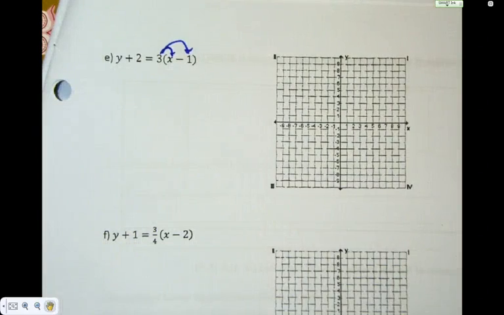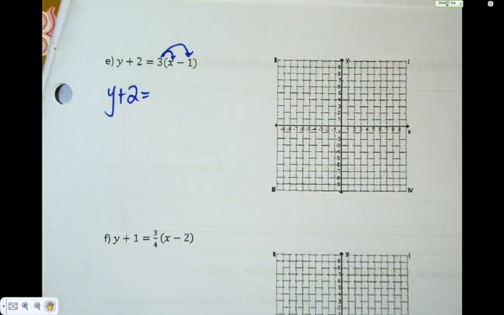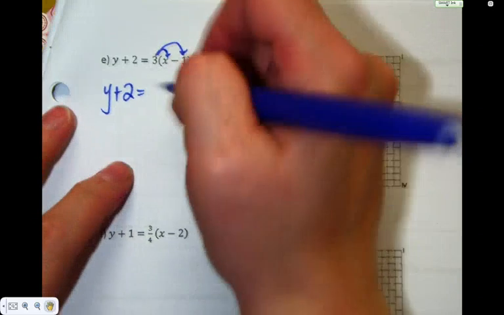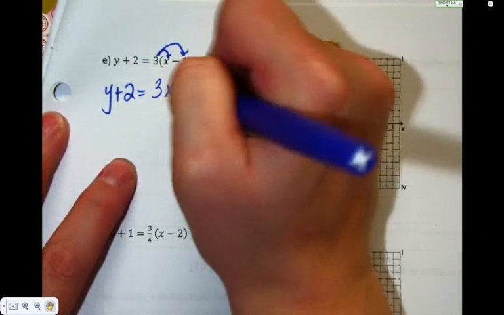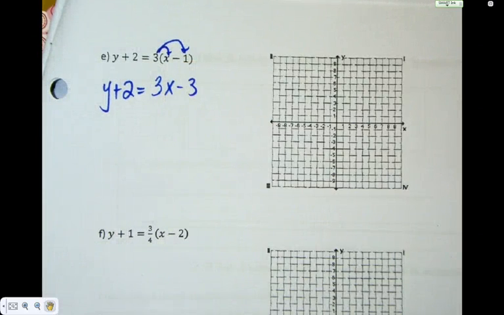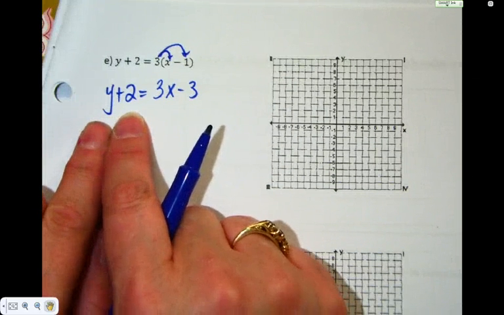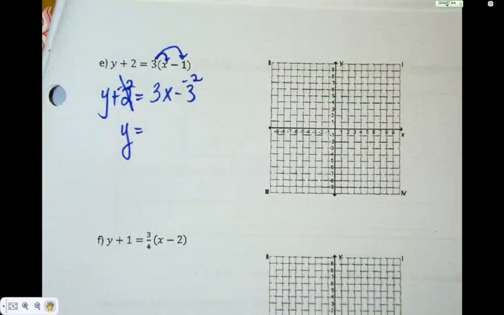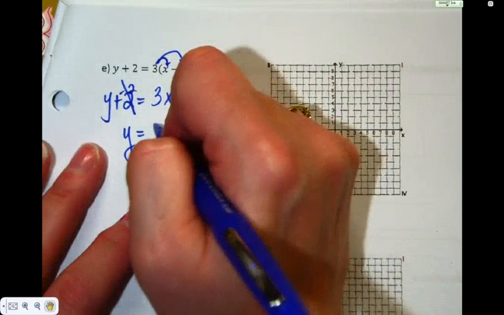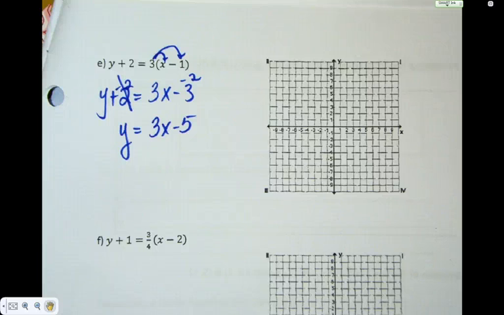Okay, so I'm not touching the left-hand side yet. I'm leaving that y plus 2. I'm just getting rid of the brackets on the right. 3 times x. 3 times negative 1. Now I'm going to go and get rid of this plus 2. What's the opposite of adding 2? Subtracting 2. On the right we have 3x minus 5. Graph it.